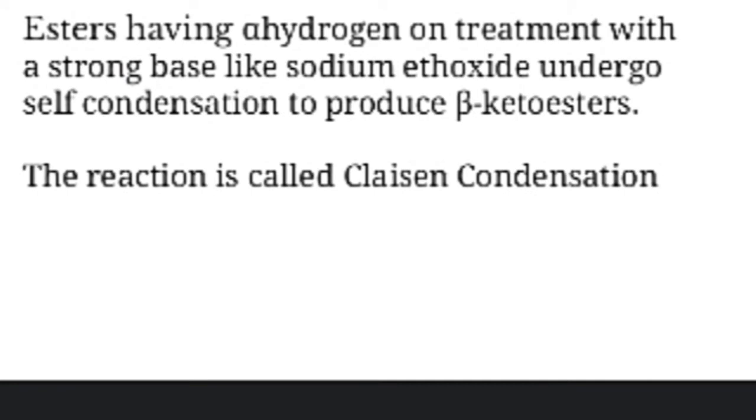Next, Claisen condensation. Esters having alpha hydrogen, on treatment with a strong base like sodium ethoxide, undergo self-condensation to produce beta ketoesters. The reaction is called Claisen condensation.